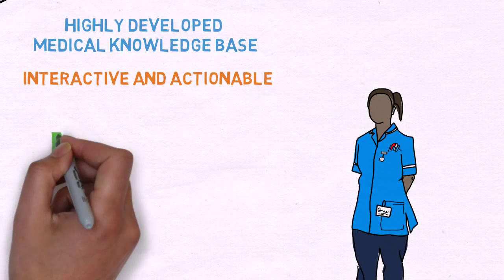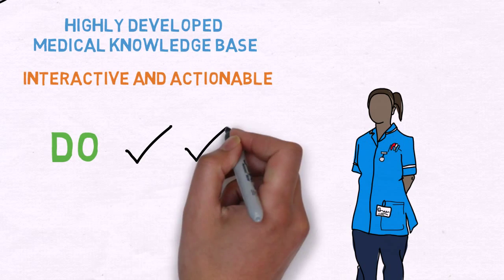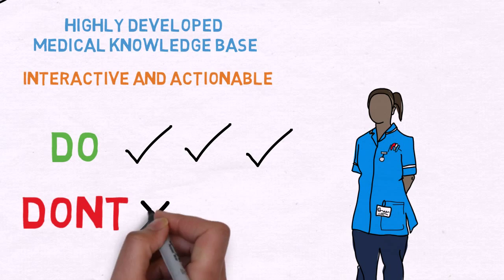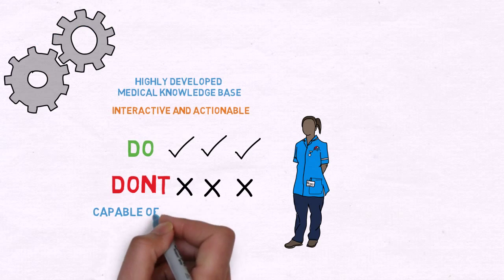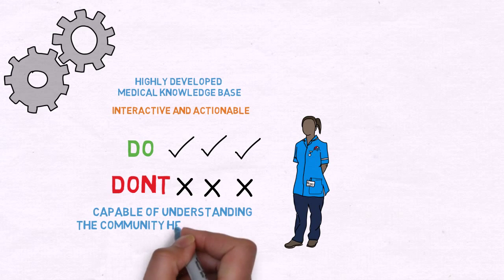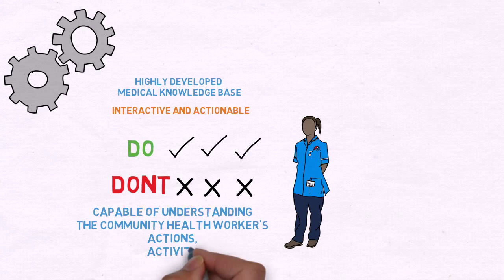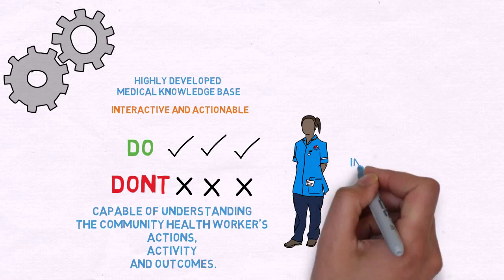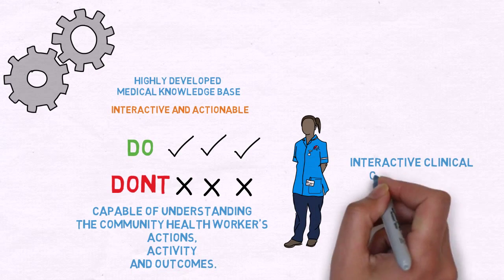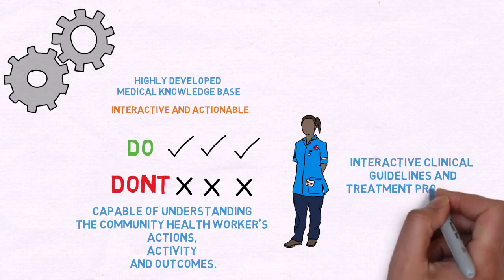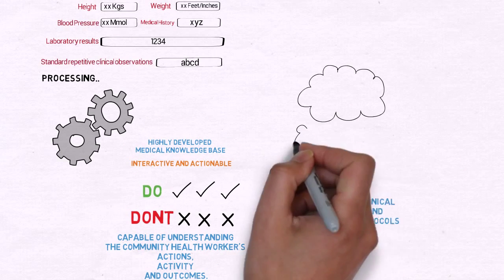The community health worker is assisted in his new role by an embedded artificial intelligence clinical knowledge system capable of understanding the community health worker's actions, activity, and outcomes. It provides the community health worker with interactive clinical guidelines and treatment protocols that are specific to the patient and his clinical condition or diagnosis.